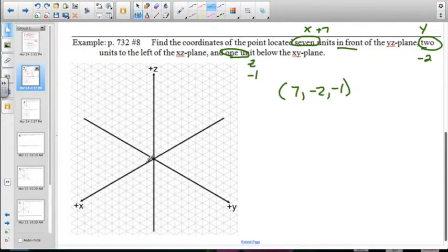So out 7, 1, 2, 3, 4, 5, 6, 7. Back 2, so 1, 2. So right here, so that you can kind of picture that as being on your tabletop, and then we're going to go below the table by 1, so we're going to be right there. So if this is our tabletop, then we're underneath the table. So there's that point in the 3-dimensional plane.